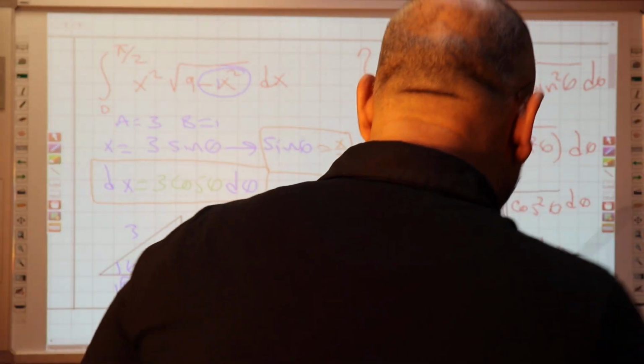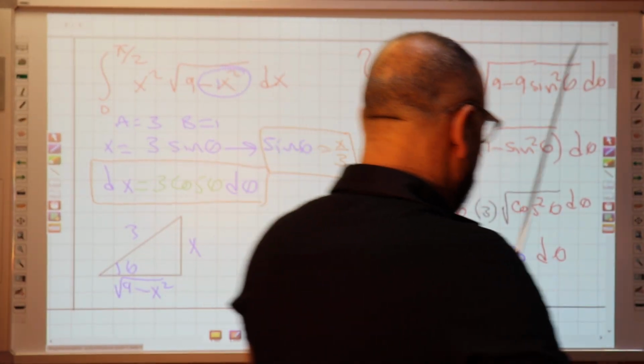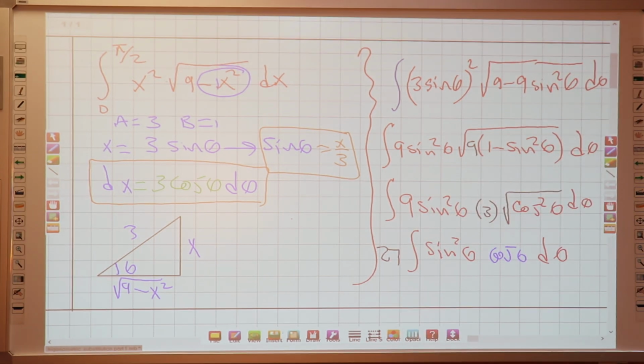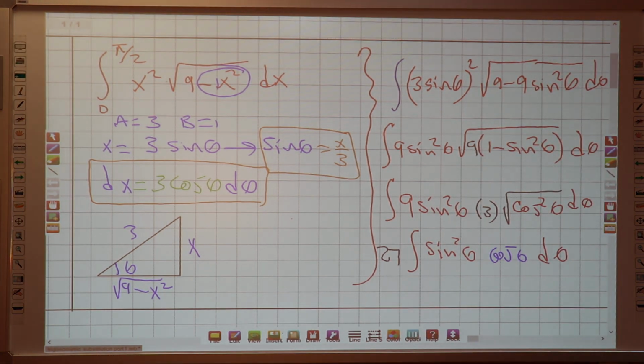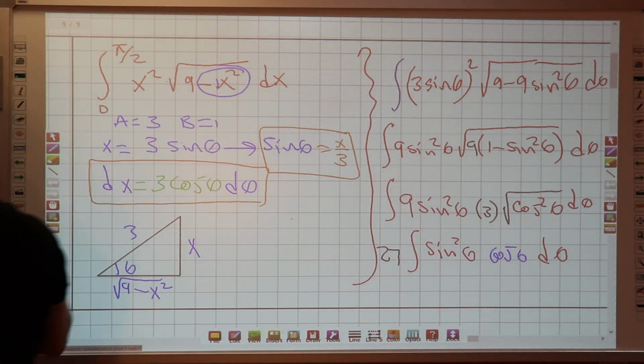Now, how are we going to solve this last integral? Think about it: how are we going to solve the last one?